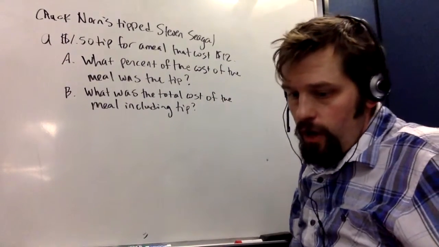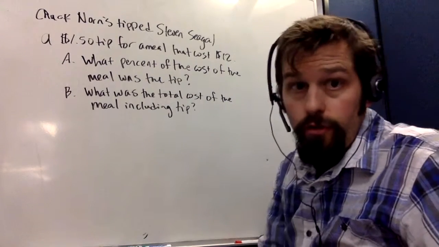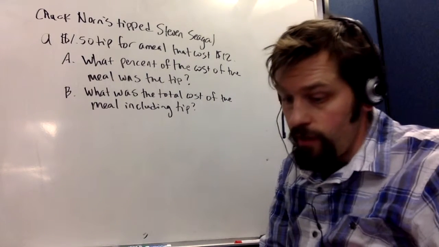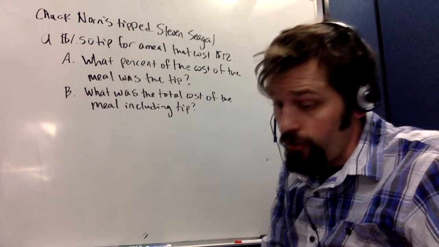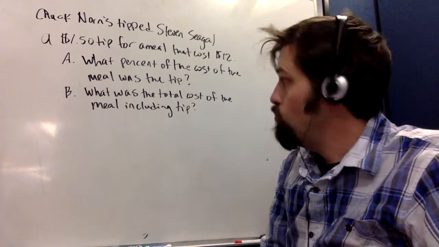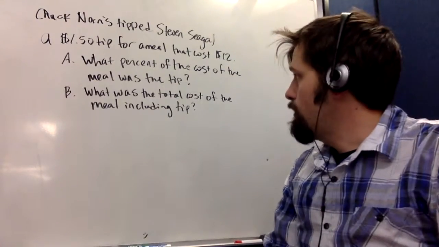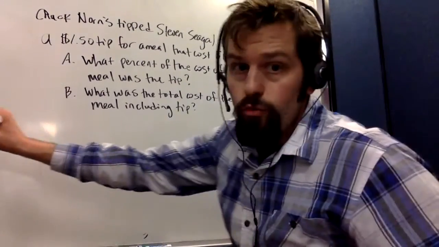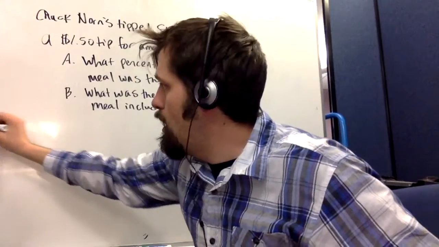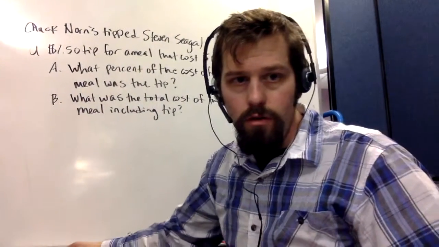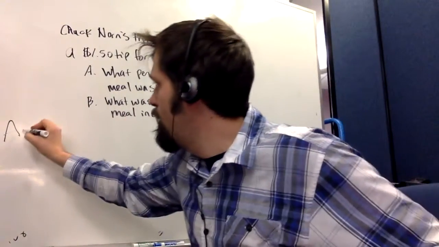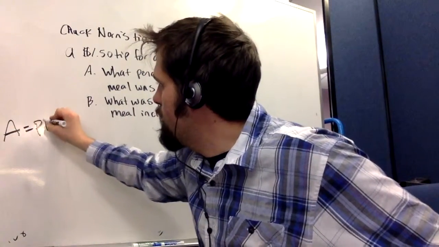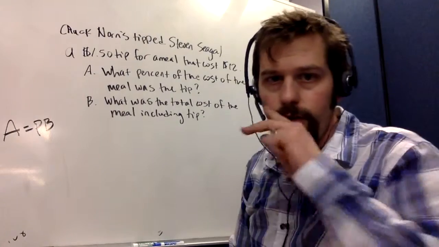Okay, so we're working on January 25th notes, part E. We have Chuck Norris tipped Steven Seagal a $1.50 tip for a meal that cost $12. So what percent of the cost of the meal was the tip, and what was the total cost of the meal including the tip? So we can use amount equals percent number times base to solve this.